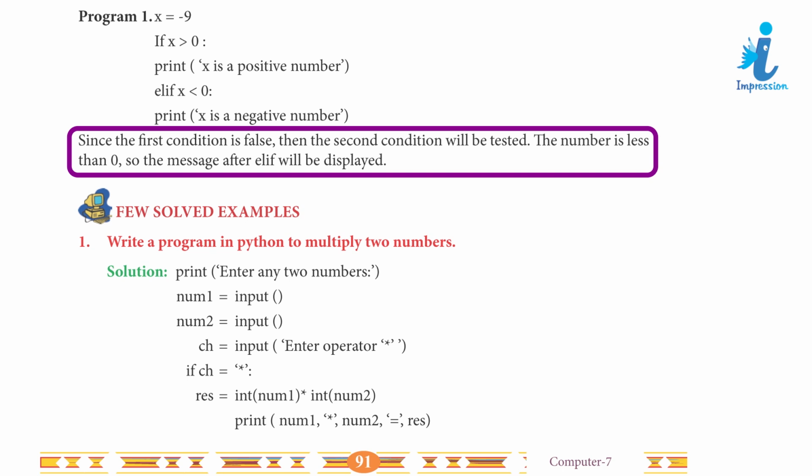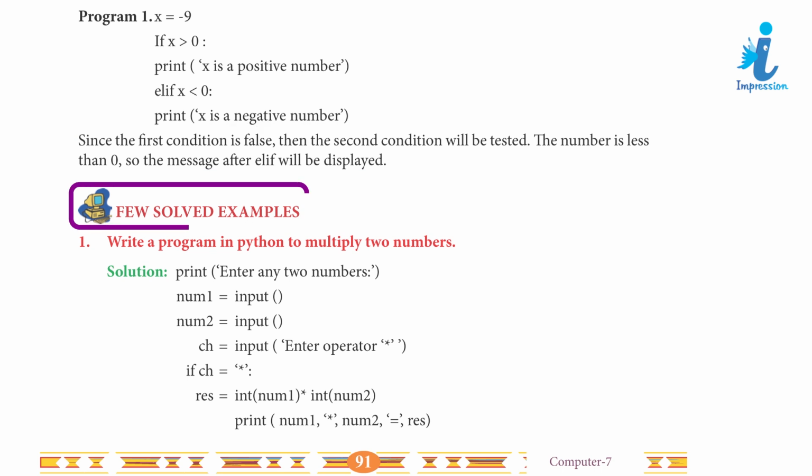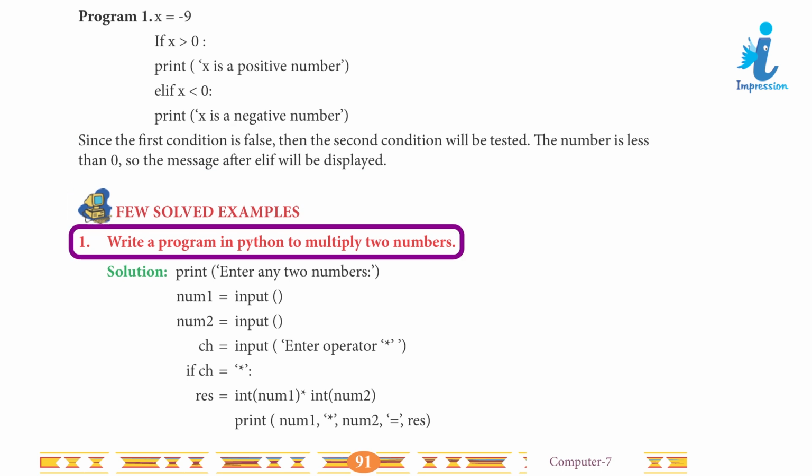The number is less than 0. So the message after 11 will be displayed. Few solved examples. 1. Write a program in Python to multiply two numbers.